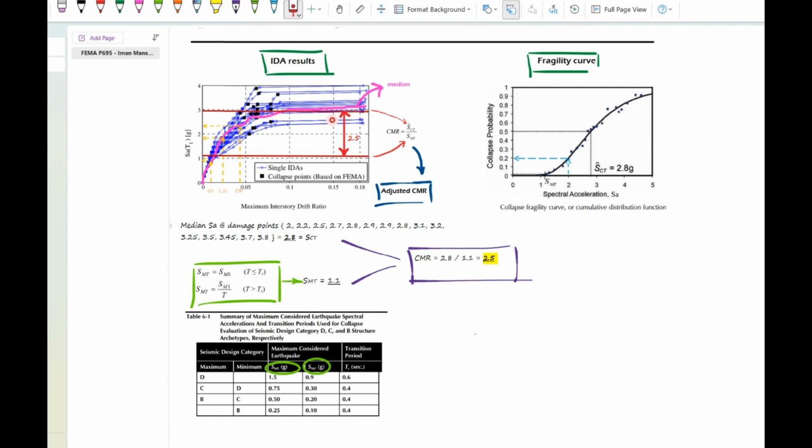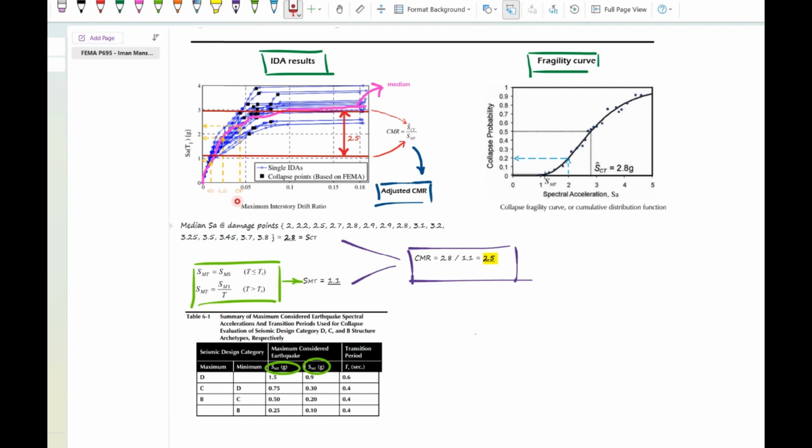So if an earthquake were to occur with a spectral acceleration equal to the MCE level, there would be a 50% chance that the structure would collapse. So the larger this margin, the safer this structure is. In this example, the collapse capacity is 2.5 times greater than the MCE level or MCE demand, which shows a good safety margin.